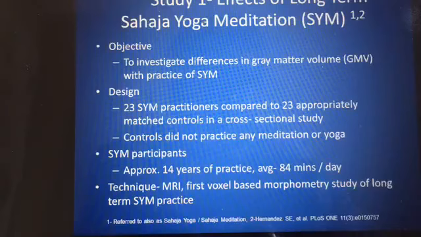They averaged about 84 minutes a day, which is a fairly long time. We probably do not do that kind of thing on an everyday basis, but this is self-reported. The technique was MRI, and it's a voxel-based morphometry study. So what does that mean?